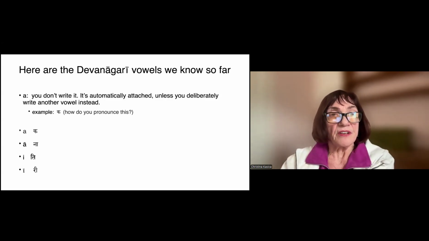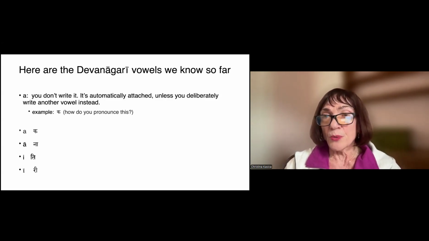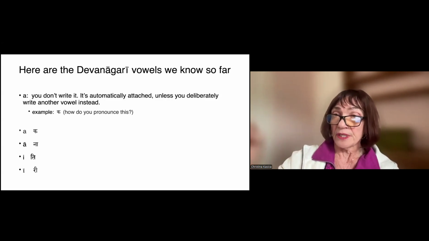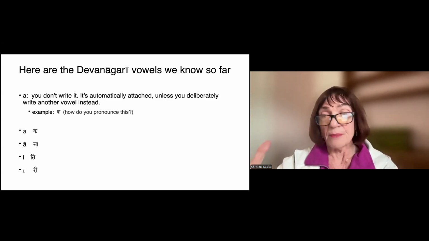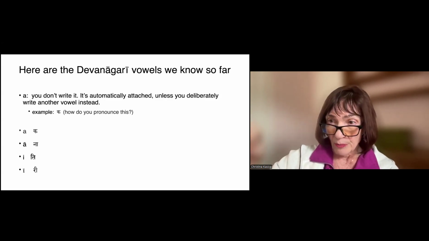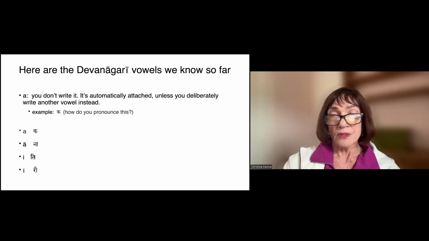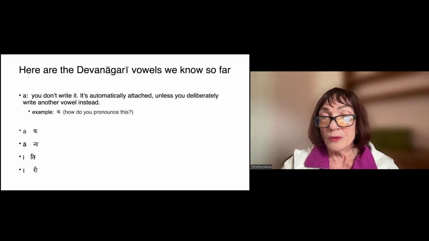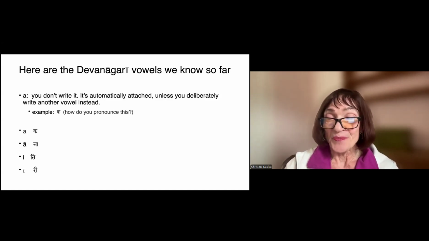All right, so here are the Devanagari vowels we know so far. The short a you don't write; it's automatically attached unless you deliberately need another vowel. If you put a vowel marker like we've been looking at on a consonant, you kick out that automatically attached short a. So if you look down below with the bullets, the first one, what is that Devanagari letter? Does anyone remember? Ka. So how would you pronounce this word? Ka. It's ka and a short a.